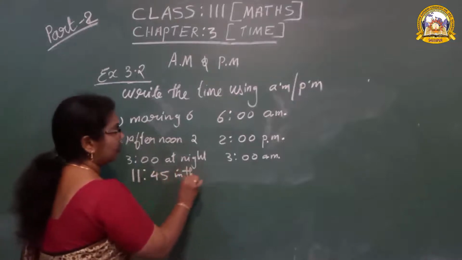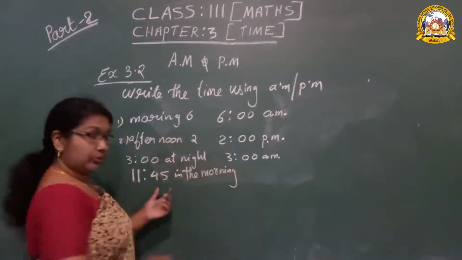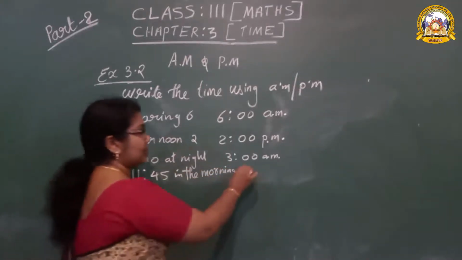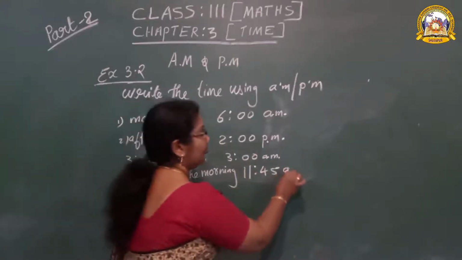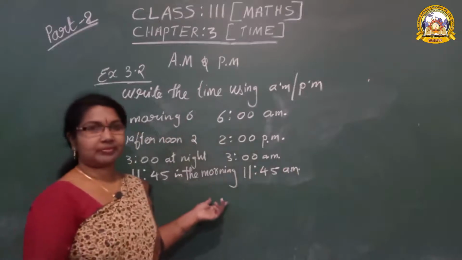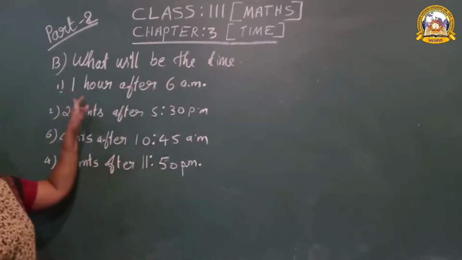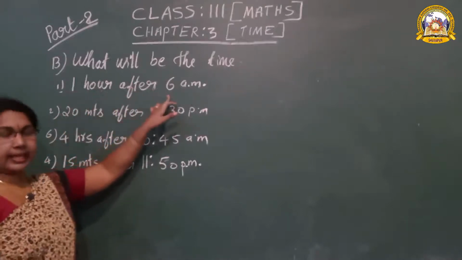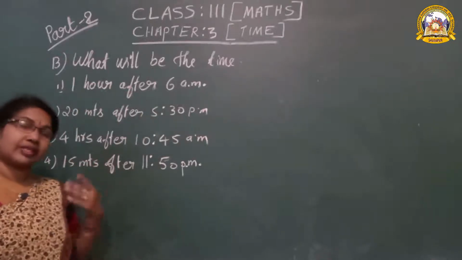11:45 in the morning. Morning, I told you, is up to 12 o'clock AM. So 11:45 AM. You should use AM. What will be the time? 1 hour after 6 AM. After 6 o'clock, 1 hour later, what's the time?